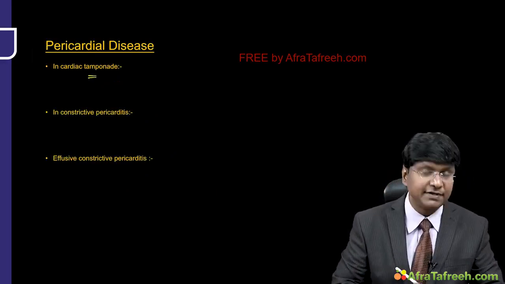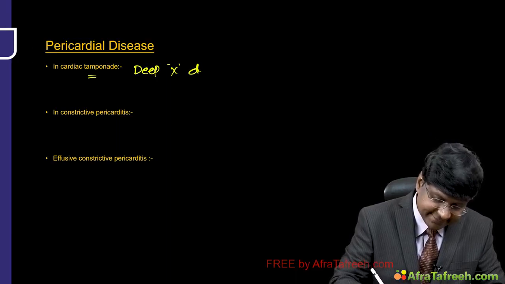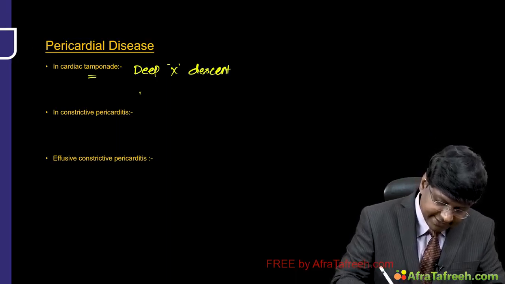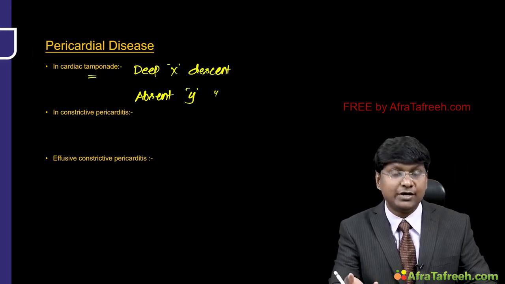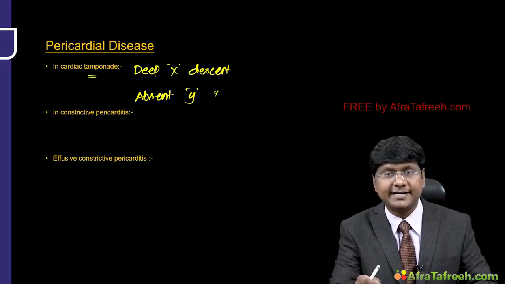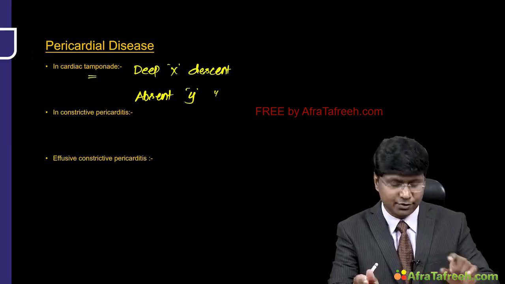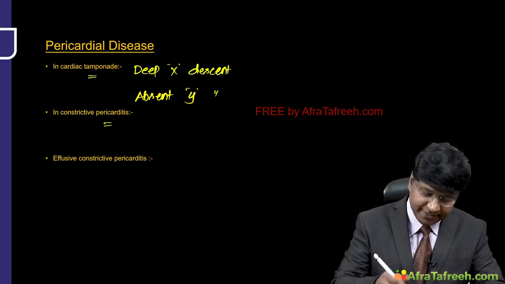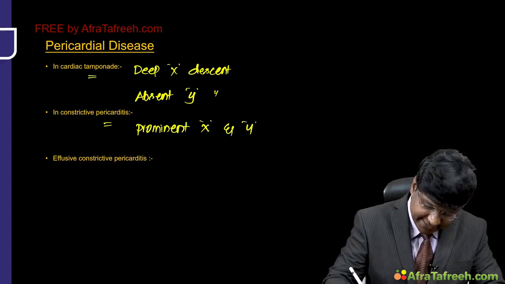Whereas in case of cardiac tamponade, what did we discuss? You will have the deep X descent and there is absent Y wave. Okay. Why is this Y wave absent? Because there is diastolic collapse of the ventricles in cardiac tamponade. So because of diastolic collapse of the ventricles, the diastolic pressure is grossly elevated. Thereby, the atria is not able to empty the blood. And in case of constrictive pericarditis, you will have both prominent. So there is prominent X as well as Y descent.